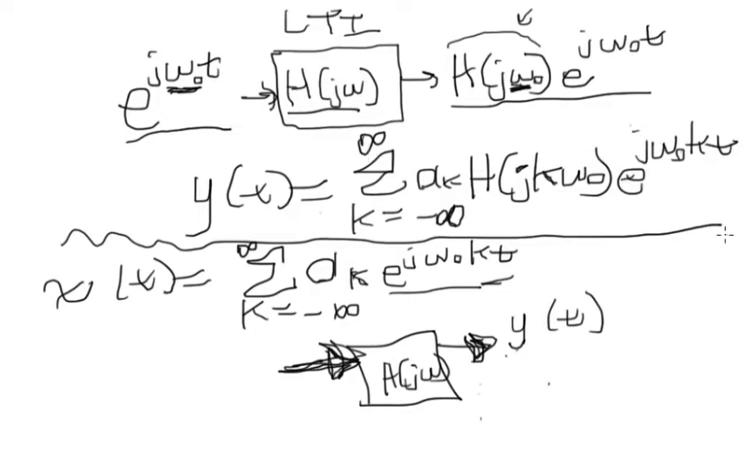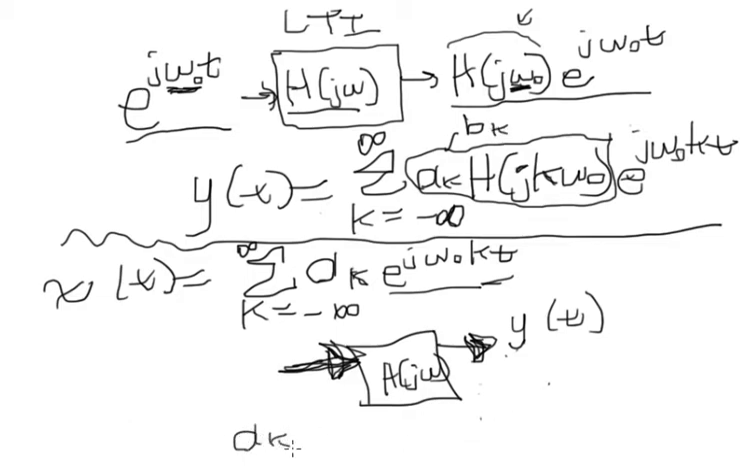But anyway, if you look at this output, this is just another Fourier series. Here I have a Fourier series with Fourier series coefficients ak. Well, this is in the same form of a Fourier series. The output is also a Fourier series, just maybe with new Fourier series coefficients, I'll call these bk.